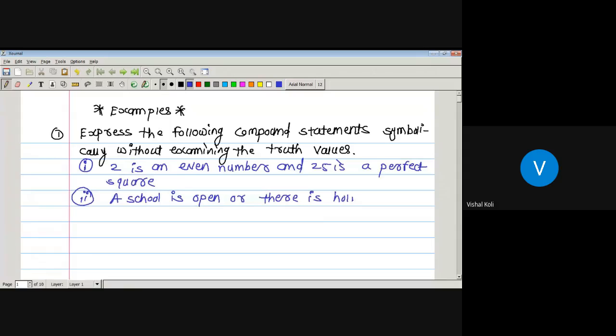The second statement: school is open or there is a holiday. And the third statement will be: 3 plus 8 is greater than or equal to 12 if and only if 5 cross 4 is less than or equal to 25.